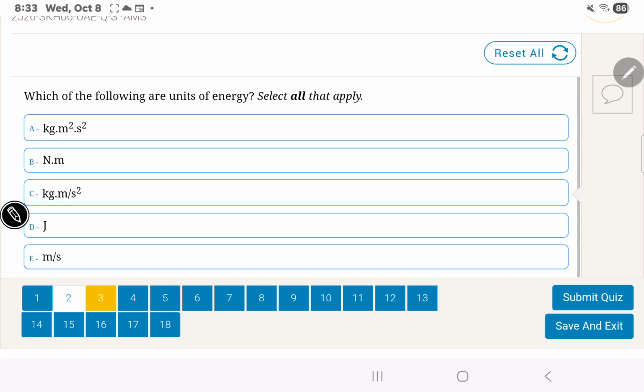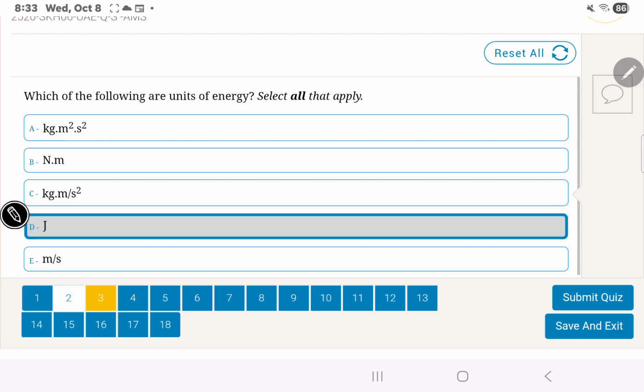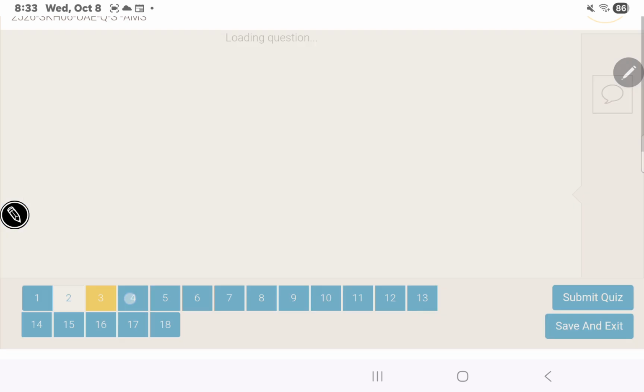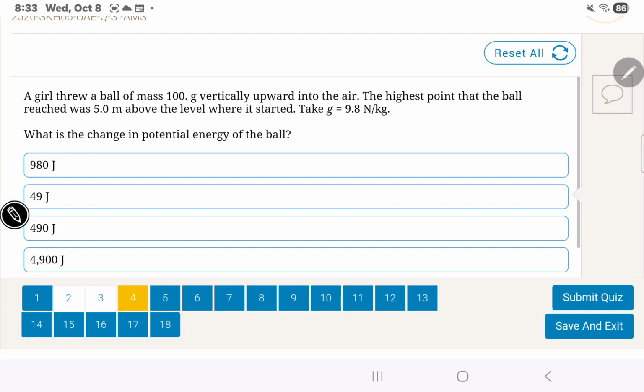Question number 3. Which of the following are units of energy? Select all that apply. Units of energy, we know that it is joule, and joule is equal to Newton meter as well. Question number 4. A girl throws a ball of mass 100 kilogram vertically upwards into the air. The highest point that the ball reached was 5 meters above the level where it started. Take g to be 9.8 Newton per kilogram. What's the change in potential energy of the ball?